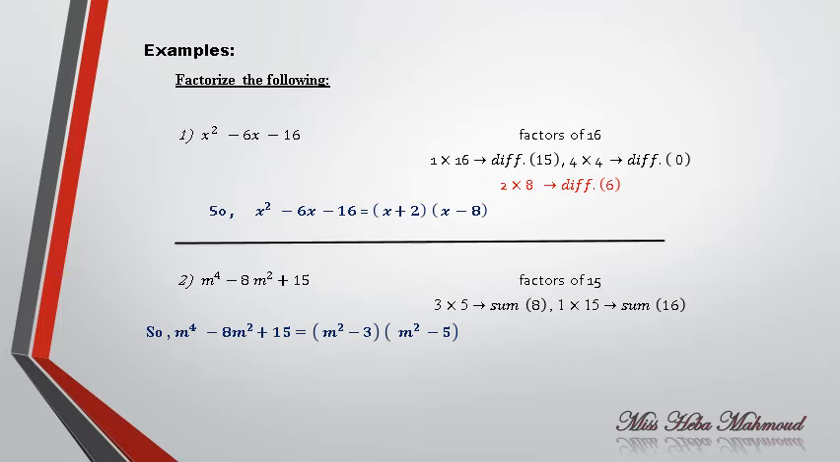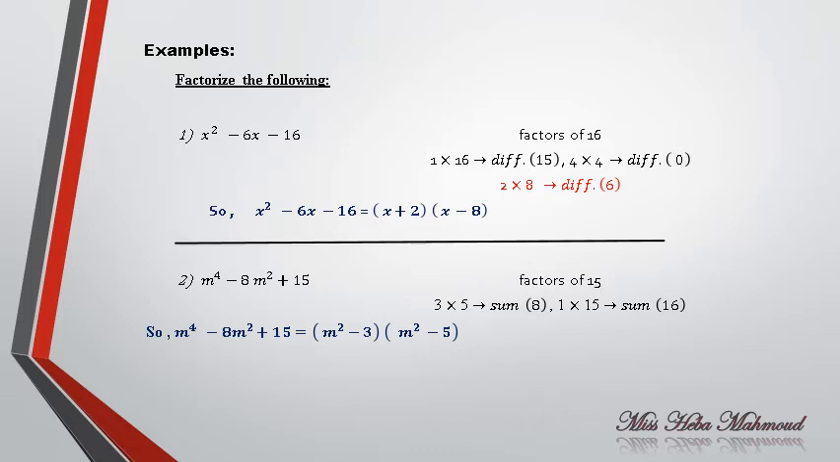And then look at the third sign. We talked before that if the third sign is positive, the sign of the two brackets will be according to the sign of the middle term. The sign of the middle term here is what? It is negative. So we write the sign of the two brackets, both of them negative.